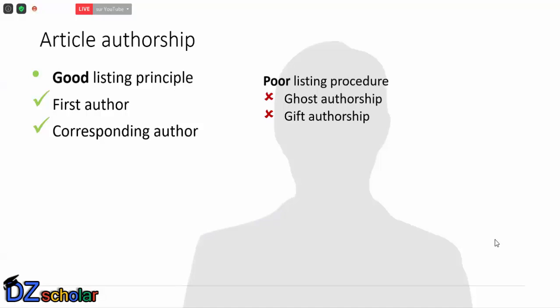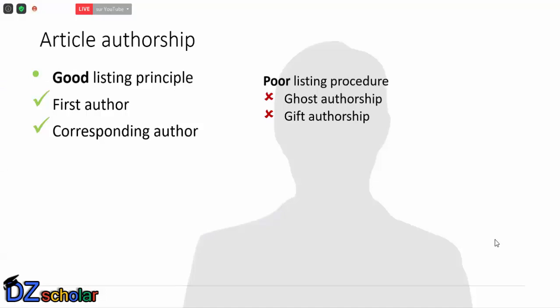And then there's usually also a corresponding author, which can be the first author, so they can be the same person, but often it is someone in a more senior role at the institution, or whose name might help get your paper recognized by the journal's editor.